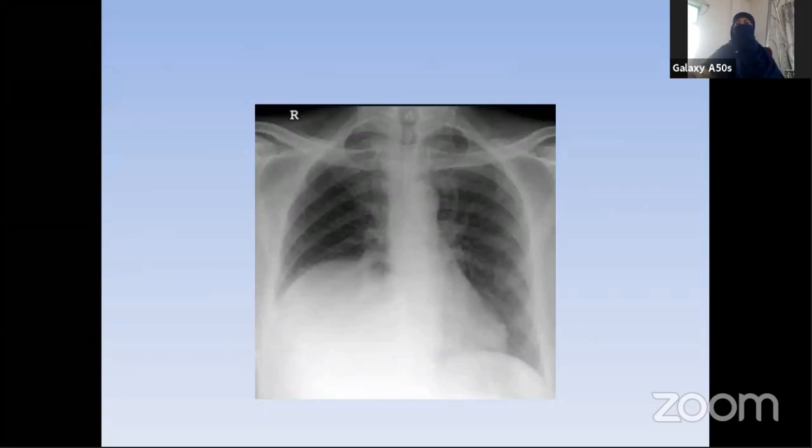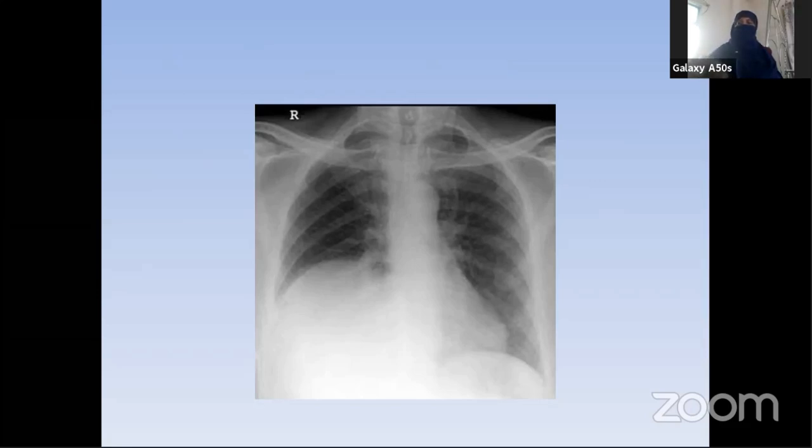And here we see that there is a dense opacity in the right mid and lower zones of the right lung field, and it is taking the contour of a diaphragm. The hepatic shadow is merged with this dense opacity, and there is possible left-sided mediastinal deviation, a mild mediastinal deviation. It means something else is here producing some mass effect, and the continued opacity is with the hepatic lobe. It means the hepatic shadow is enlarged much more.